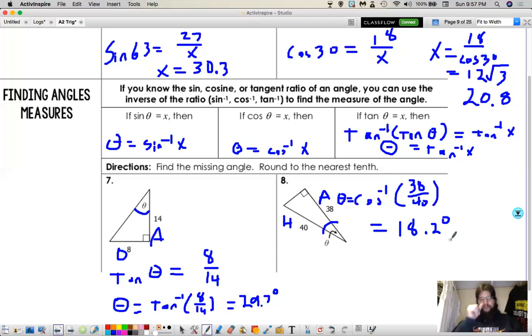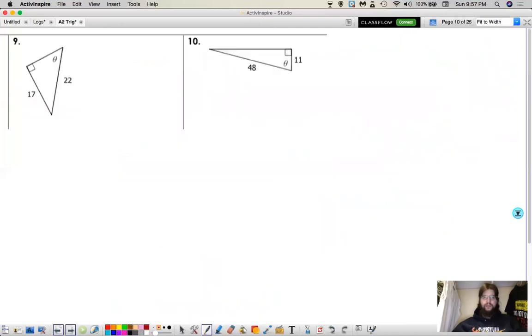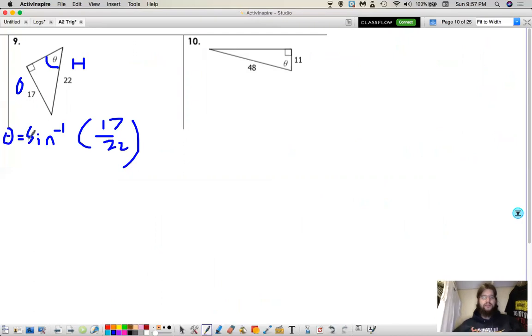Right? What's next? Some more practice and then some word problems. All right, not too shabby. Opposite, hypotenuse, sine inverse of 17 over 22. That's what theta is.